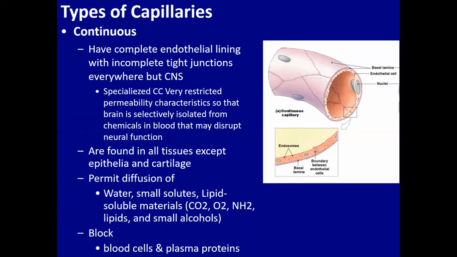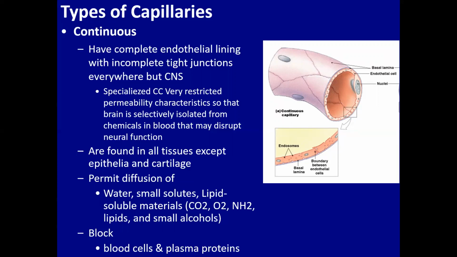So there's a few different types of capillaries that we're going to talk about. The first one is continuous. They're called continuous because they have this complete endothelial lining. So you can see in this image, you have the endothelial cells with, you can see the nuclei. They are a single cell layer thick.